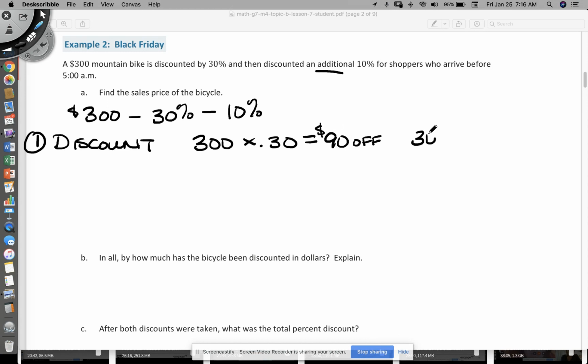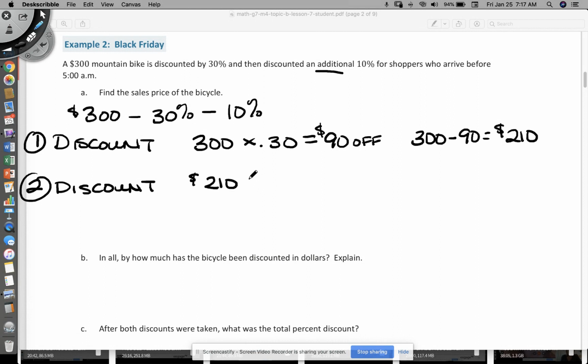Okay, so we're going to take 300 minus $90, and everybody will pay $210 for that mountain bike. But those who show up before 5 a.m., they get the 210 plus an additional 10%. So when you do your second discount, you're taking it from the already discounted price. Don't go back to the 300. So we're going to say 210 times that decimal 0.10, being that 10%. And that will save you an extra $21. So we're going to say $210 minus 21 comes out to $189.